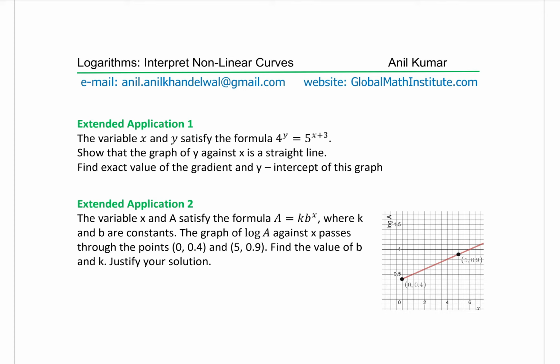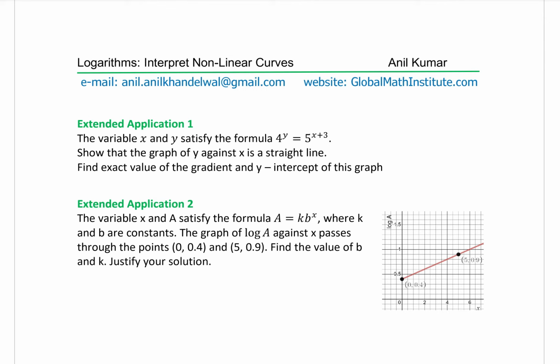Extended application 2. The variables x and a satisfy the formula a equals k b to the power of x, where k and b are constants. The graph of log a against x passes through the points (0, 0.4) and (5, 0.9). Find the values of b and k. Justify your solution.